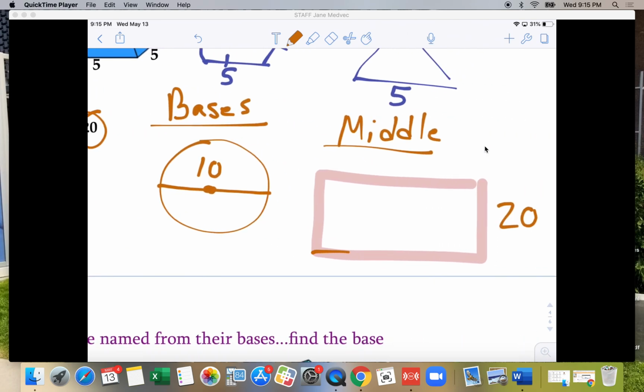But if I look at this dimension right here, this is the circumference of the circle, the distance from here to here. And if you think about it and actually look at a can, you're going to see that it does come all the way around and form the circumference.